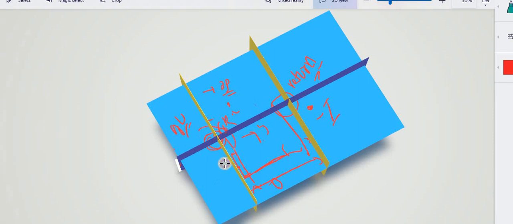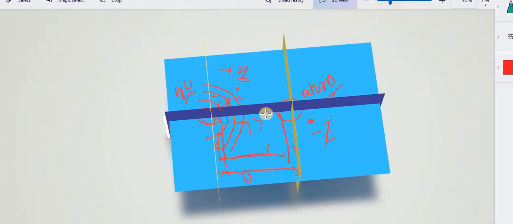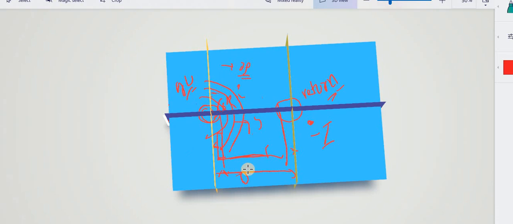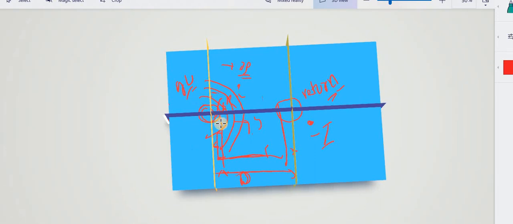It is behaving like this, and we have considered the center to center distance of the conductors. The center to center distance of these conductors is capital D. From the outer surface of the conductor to the center, the distance is D.